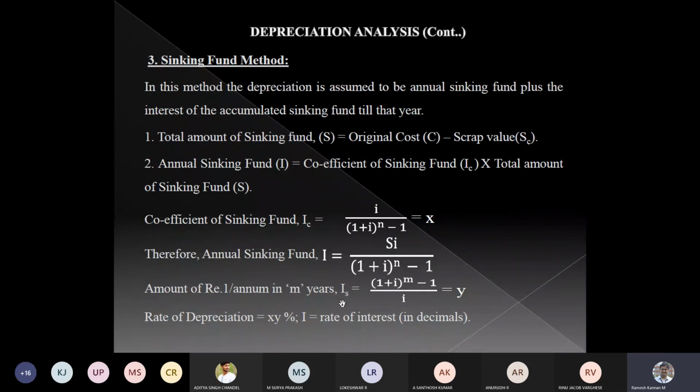So this is the accumulated amount till that year. The amount of rupees 1 per annum in m years, the accumulated sinking fund ISm, equals (1 plus i) to the power m minus 1, divided by i. Instead of n, it is m, because that particular year will vary, with m ranging from 0 to n. Let's call this y. Here we will be finding out the rate of depreciation. The rate of depreciation is nothing but x multiplied by y, in terms of percentage, right? Here, this is a small i, a correction is required, not capital I. Small i equals the rate of interest, which we will generally put in decimals.